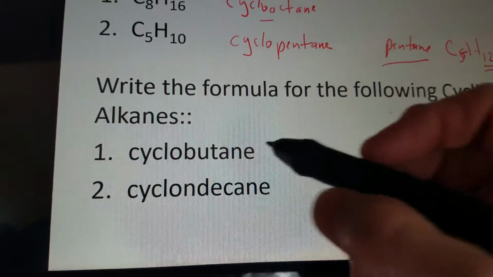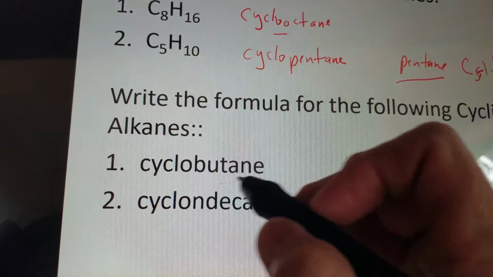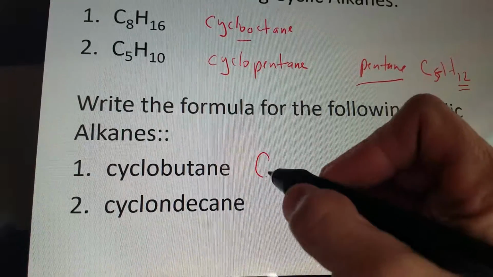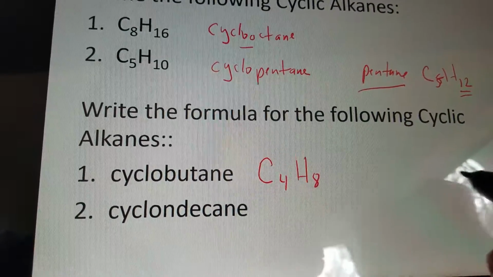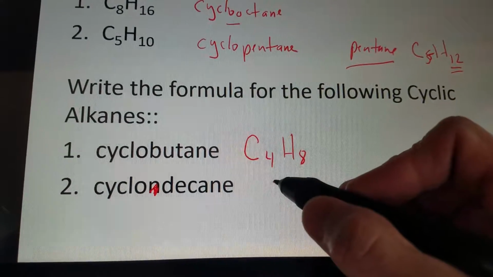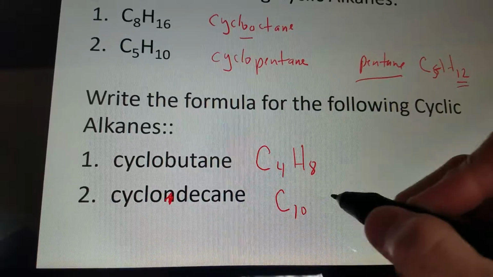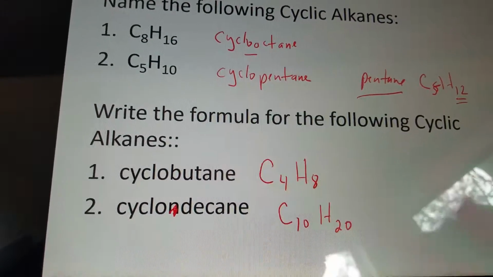If you look at the name and you want to go the opposite direction, then you know that your cyclo tells me I'm going to have double my carbon number in hydrogens. So I have 4 carbons, that means I should have 8 hydrogens. And if I have cyclodecane, then decane tells me I have 10 carbons, so how many hydrogens would I have? Exactly double, which would make it 20.